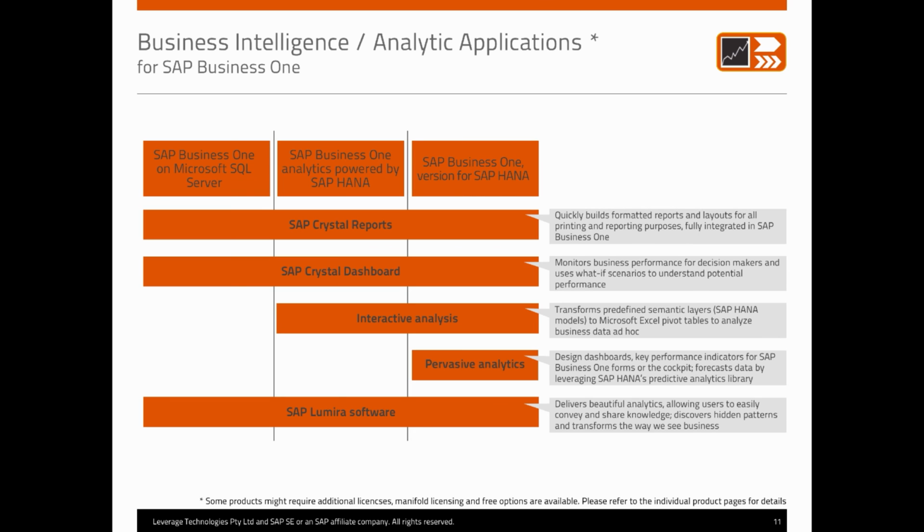But, you know, suffice it to say, there are tools that address different business requirements. If you need to quickly build formatted reports, then it's SAP Crystal Reports embedded with SAP Business One. If you need to monitor business performance and look at KPIs, then SAP Crystal dashboards are great for that. If you need to give people the ability to do their own on-the-fly or ad hoc analytics, and people love working with Microsoft Excel, then the interactive analytics that comes as part of SAP Business One for HANA is perfect for that. The pervasive analytics allows you to take that one step further and design dashboards and build your own KPIs or key performance indicators for SAP Business One forms.